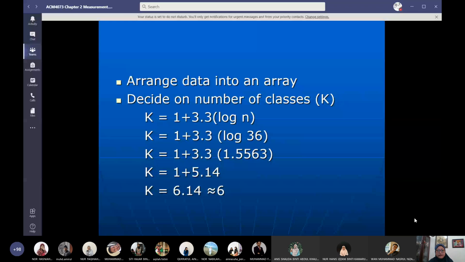You can see here 1.5563. Next, we must multiply 1.5563 by 3.3. 3.3 equals 5.135. You round up to the nearest 5.14. Okay, so 1 plus 5.14 equals 6.14.